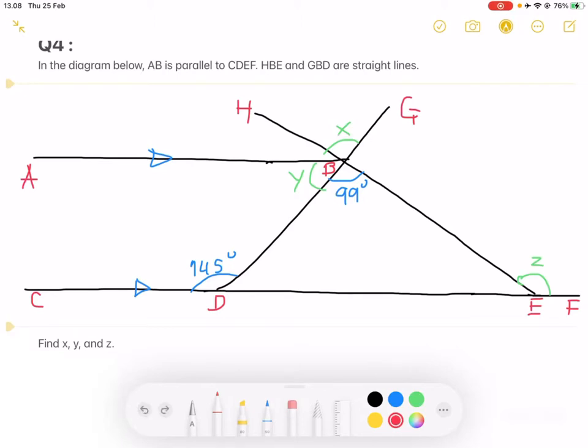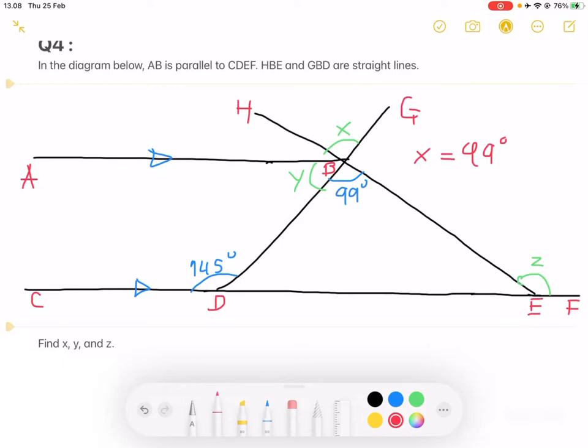So first, let's start off with X, which is, I would say, the pretty obvious one, because notice that we have HBE and GBD are straight lines, and therefore X and 99 degrees are vertically opposite angles, and that means they must be equal to each other. So that means X is 99 degrees.